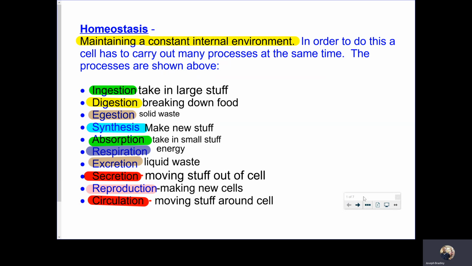So for example, respiration is the process of getting energy from food. Well, in order to get the energy from food, you're going to need to have sugar, and sugar is going to require the ingestion of food. So ingestion has to happen. It's going to require oxygen. Oxygen is going to require absorption. And then you're going to need to release the excess, the waste from that. So the liquid waste that is produced, water and CO2, that's going to be released by excretion. So just to carry out respiration, you need ingestion, absorption, and excretion to all happen.